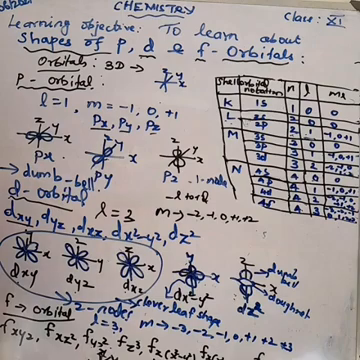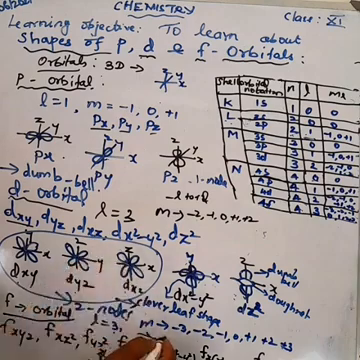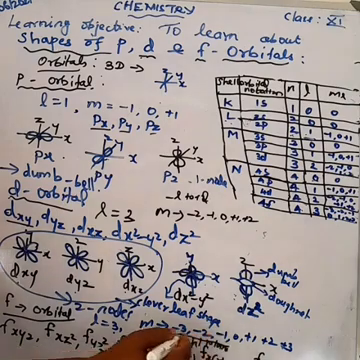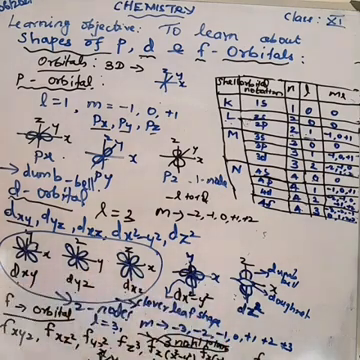And how many nodes? The 8 lobes are separated by 3 nodal planes. For the f orbital, how many nodal planes are there? Totally 3 nodal planes. Understood? These are the shapes of the p, d and f orbitals.